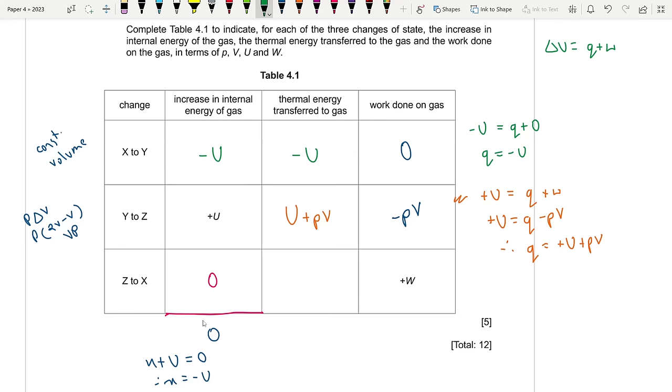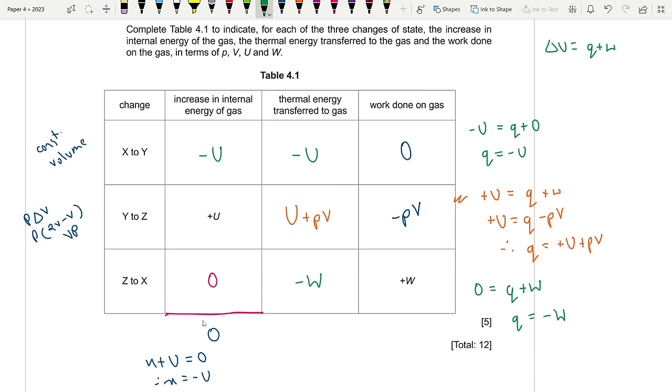And for the last one, what can we write? Zero is equal to Q plus W. So Q is actually equal to minus W. So let's match.